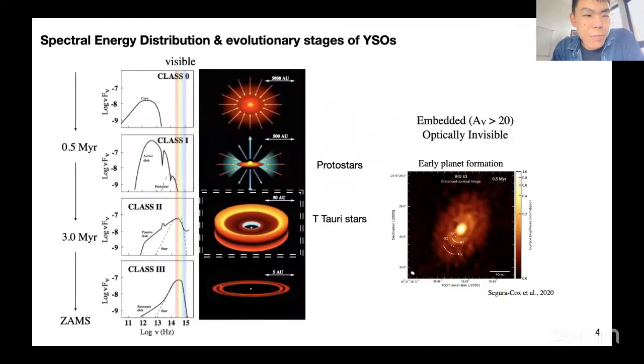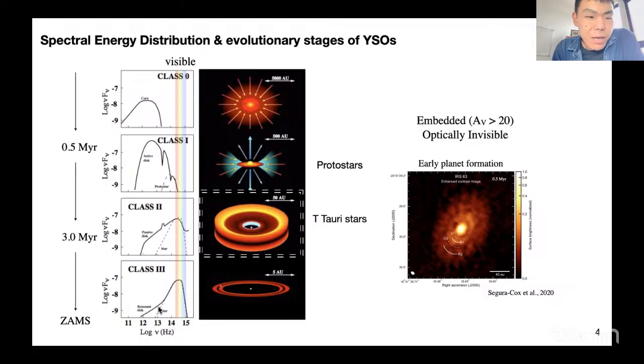So here, I'm going to give you a brief introduction about the pre-main sequence evolution of young stars, because I know that most of you are not doing star formation. The overall timescale of the pre-main sequence stage of a solar mass star is about 10 million years. At the beginning, at 0.5 million years of age, we call these stars protostars. And they are class 0 and class 1 according to their spectral energy distribution. Later, we call them T Tauri stars, and class 2 or class 3 based on the shape of the SED.